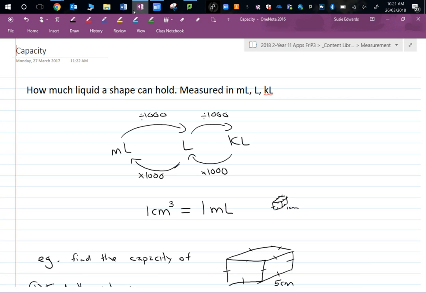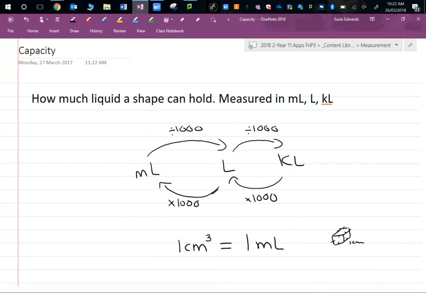Okay, capacity is just a different way of describing what volume is. Capacity is how much liquid a shape can hold. So it's just in a different measurement. Instead of talking about just the space inside a shape, which is what volume is, capacity is the amount of liquid which can be held in a shape. So it's exactly the same thing. You find it in the same way. It's just that we use a different measurement.